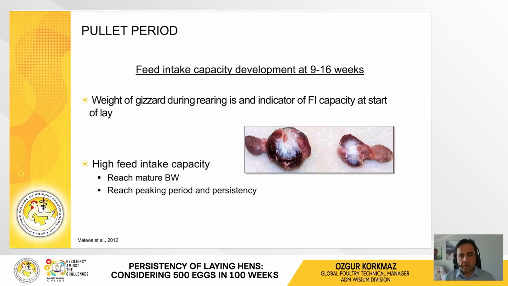From 9 to 16 weeks of age during the pullet period, we need to increase the feeding capacity. If we can provide high desired weight during this period, this is an indicator of feed intake capacity. High feed intake capacity can help us to reach mature body weight, as they have a bigger feed intake capacity during the peaking period. They will stay on persistency longer.